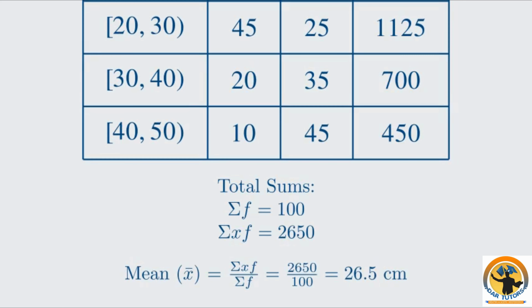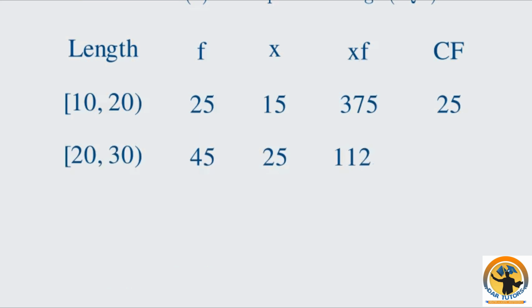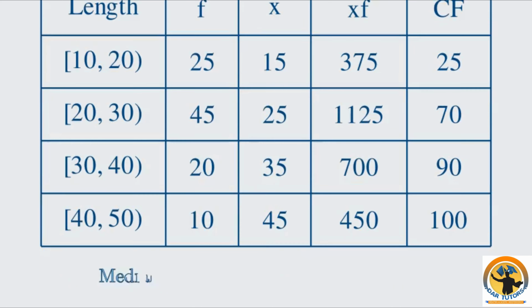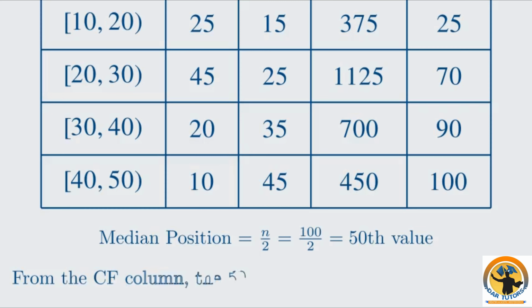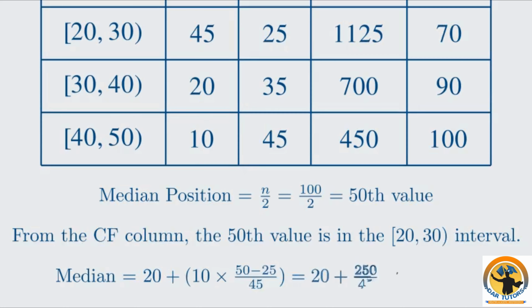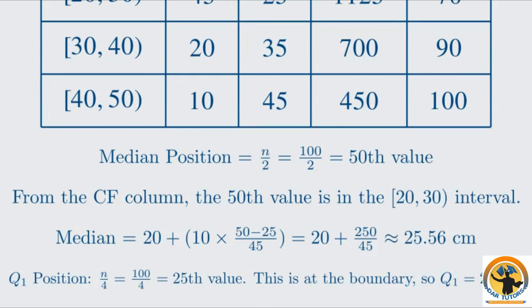Now for the interquartile range, we need cumulative frequencies to find the median and quartiles. The cumulative frequencies are 25, 70, 90, and 100. Since the data is continuous, the median position is n divided by 2, which is 50. We need to find the value of the 50th item. From the CF column, the 50th item is in the 20-30 centimeter interval. We can find it using linear interpolation. Using the formula for interpolation, the estimated median is 20 plus 10 times the ratio 25 over 45, which is approximately 25.56 centimeters.